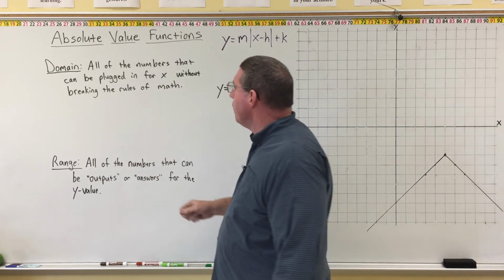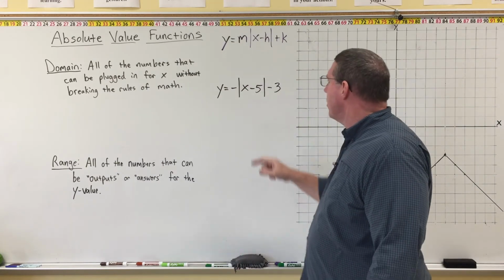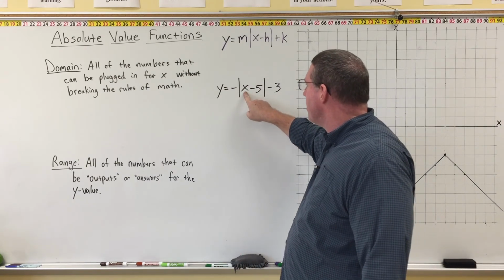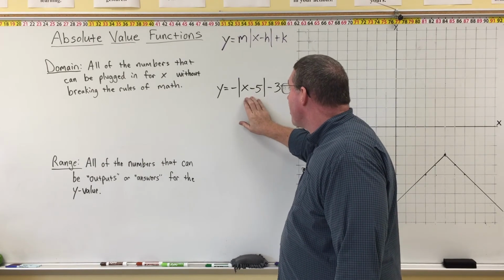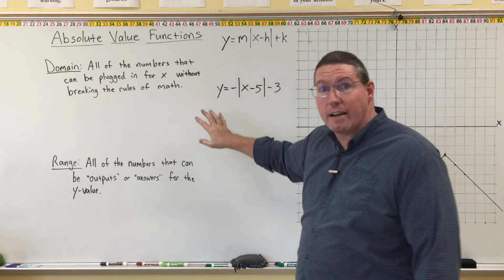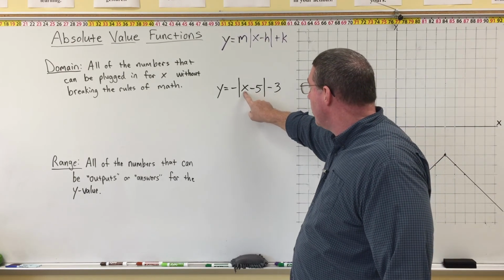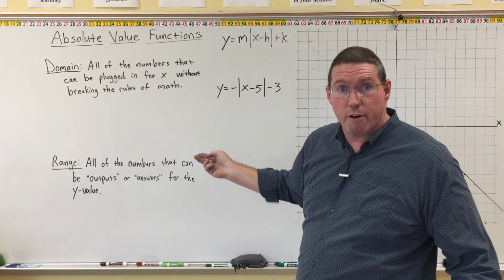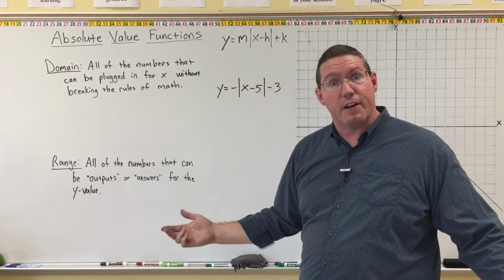See, with absolute value functions, you can plug any x value in. Like you might think, oh, aren't you not supposed to have negatives here? No, you can have negatives here. You're not supposed to have negatives on the other side of the equal sign. So I can plug negative 100 in here. Negative 100 minus 5 is negative 105, and the absolute value of negative 105 is positive 105.